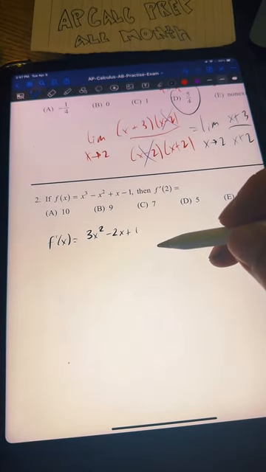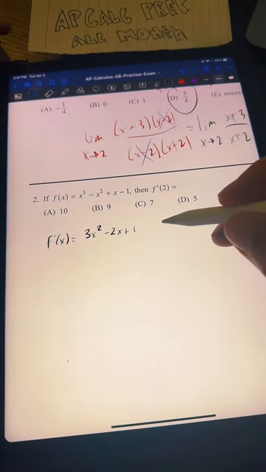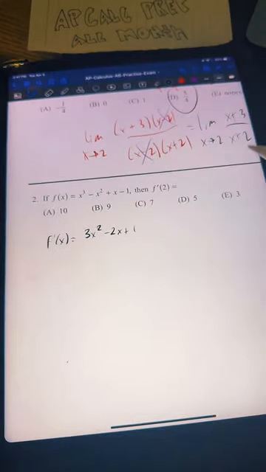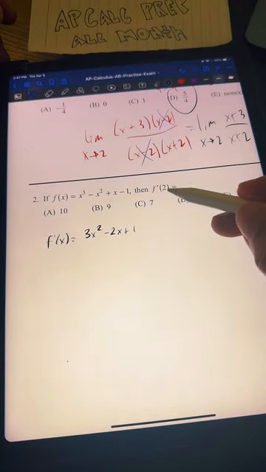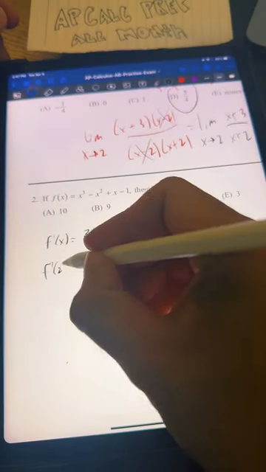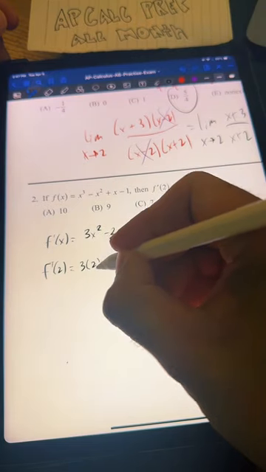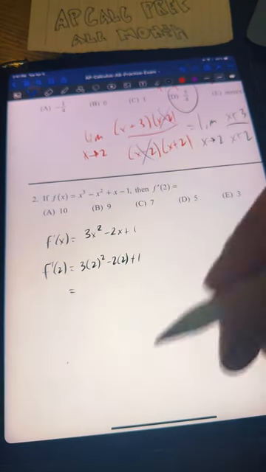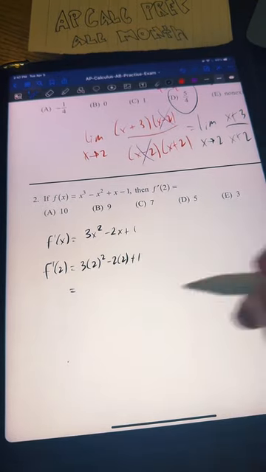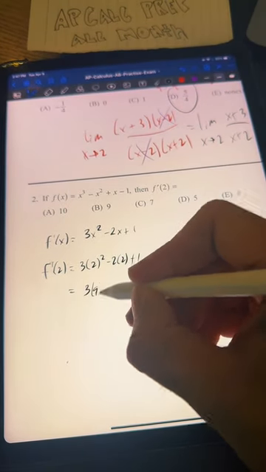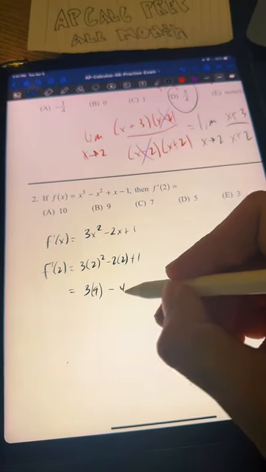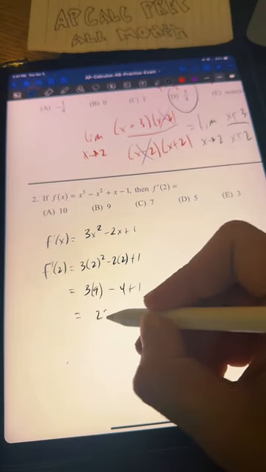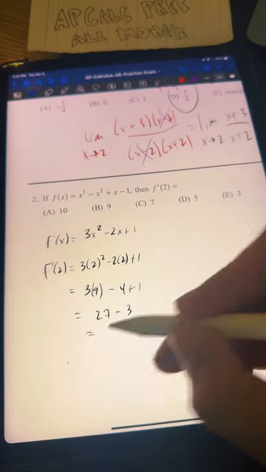Gosh, if you don't remember the power rule at this point, and if you're taking the AP exam, good luck. But anyway, we just use the power rule, and now we just go ahead and plug in 2 into our function. So f' of 2 is 3 × 2² - 2 × 2 + 1. You can totally do this in your head, but I'm just trying to show the process. Okay, so we have 3 × 9 - 4 + 1, 27, and then -3.